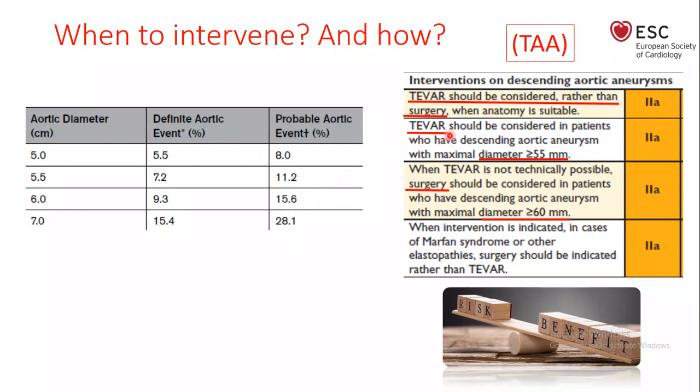So this cutoff point for intervention is 5.5 centimeters for percutaneous solutions like TEVAR, and a higher cutoff point for surgical intervention, 6 centimeters. And the lower threshold for intervention in collagen disease patients like Marfan or Ehlers-Danlos might be considered at 50 millimeters and even 45 millimeters.